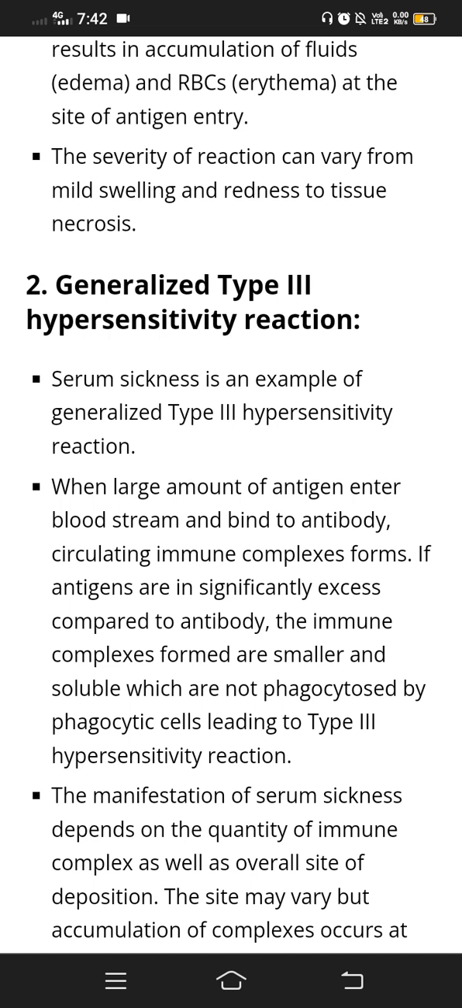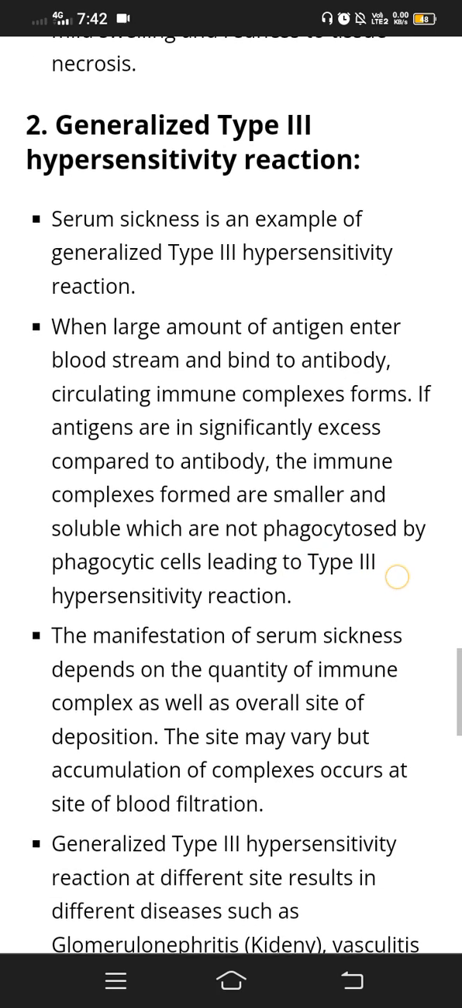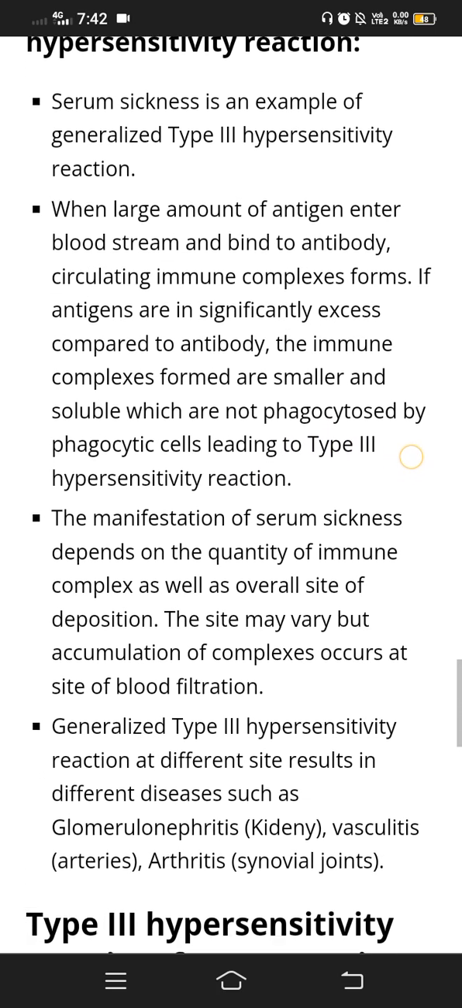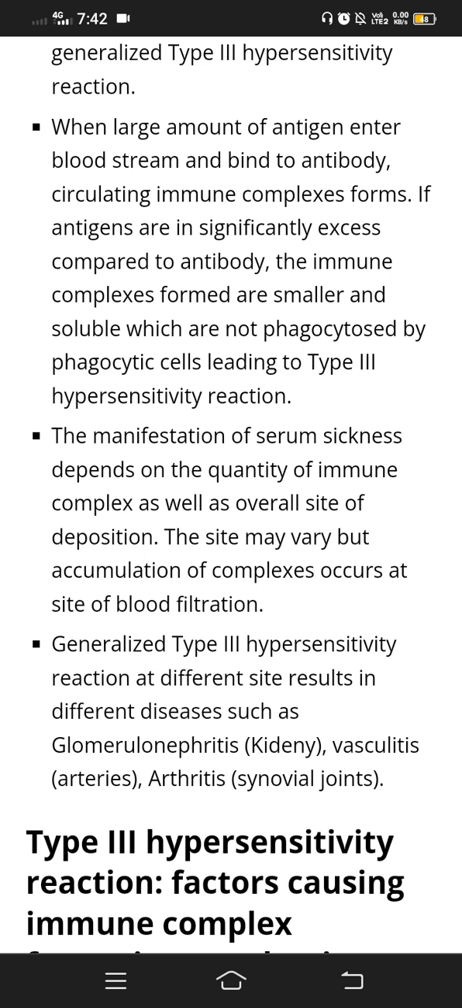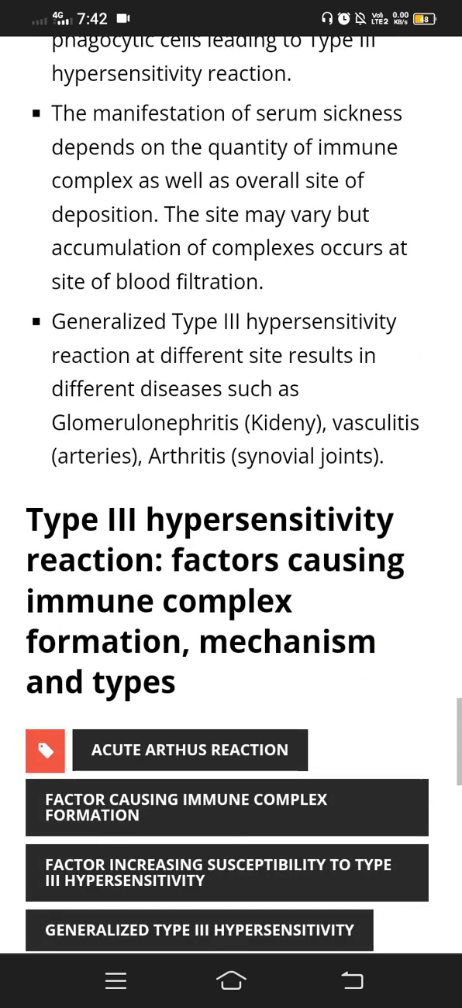The manifestation of serum sickness depends on the quantity of immune complex as well as the site of deposition. The site may vary, but accumulation of complexes occurs at sites of blood filtration. Generalized type 3 hypersensitivity reaction at different sites results in different diseases such as glomerulonephritis, vasculitis, and arthritis of synovial joints. Type 3 hypersensitivity reaction: factors causing immune complex formation, mechanism, and types.